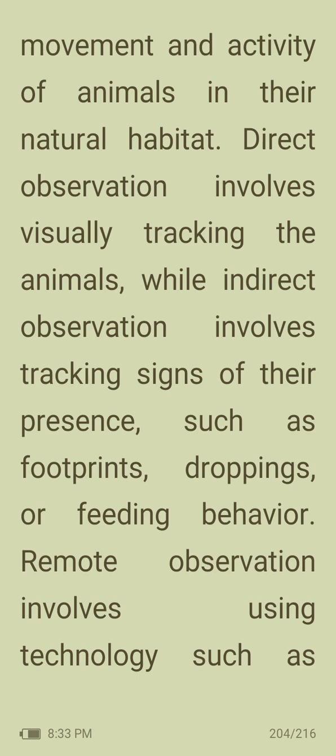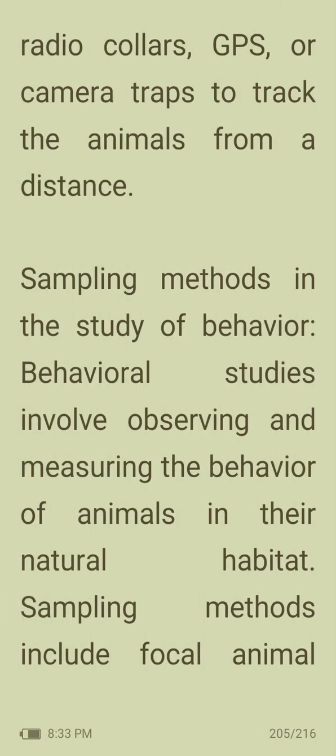Direct observation involves visually tracking the animals, while indirect observation involves tracking signs of their presence, such as footprints, droppings, or feeding behavior. Remote observation involves using technology such as radio collars, GPS, or camera traps to track the animals from a distance. Then, sampling methods in the study of behavior.